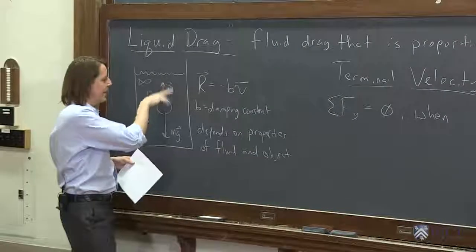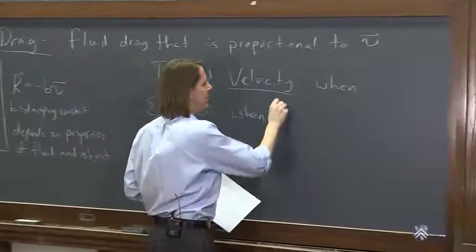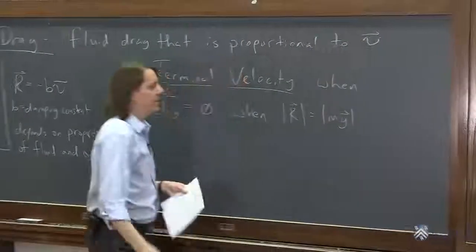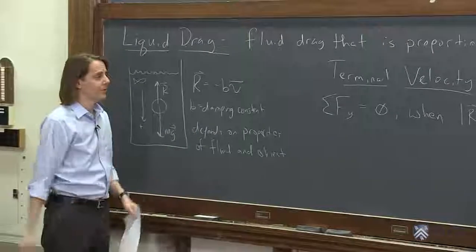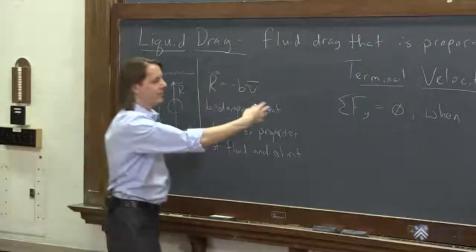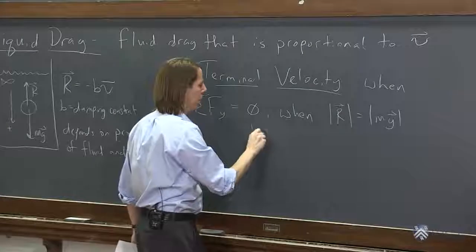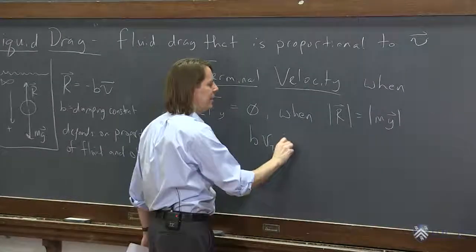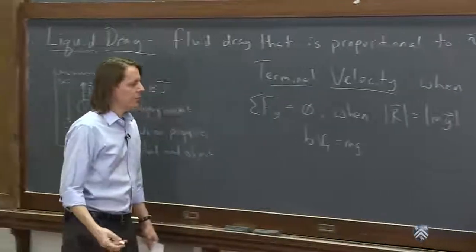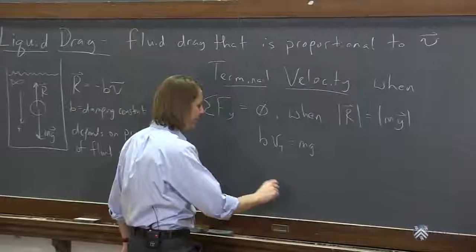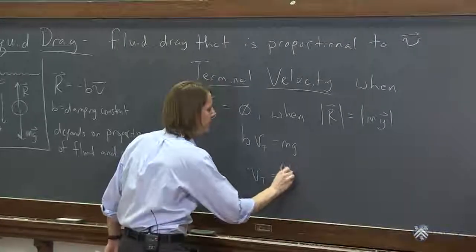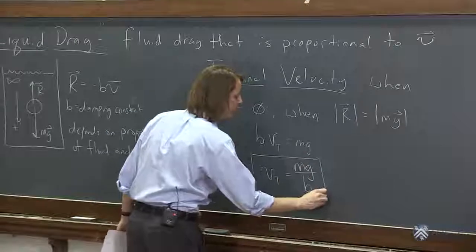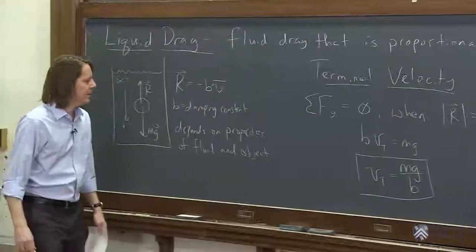This is really just saying that the magnitude of r equals the magnitude of mg. R equals mg, or you could just say when these forces balance. So if we go with the magnitudes, then this one is just bv. In this case, it's terminal velocity because we're talking about this specific case, equals mg. So terminal velocity looks much simpler than in the case of air. It's just mg over b, the force due to gravity divided by the damping constant.